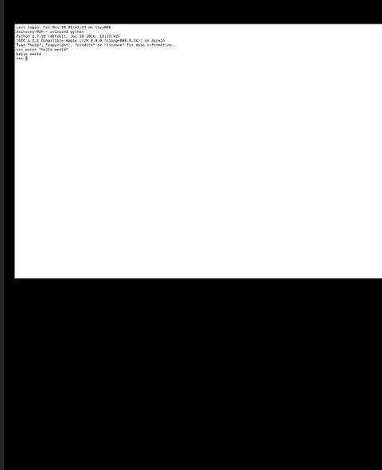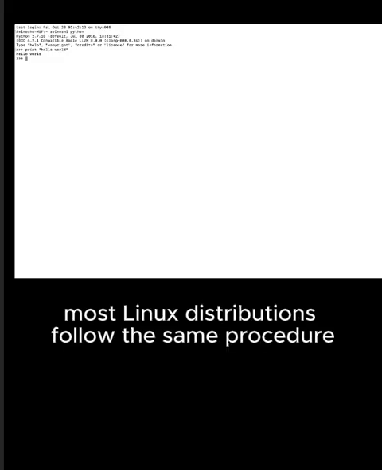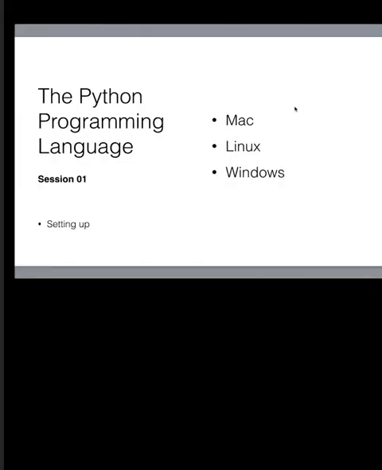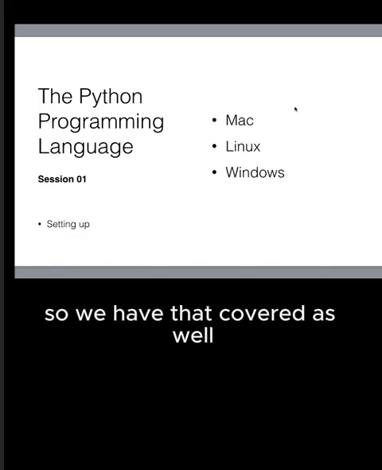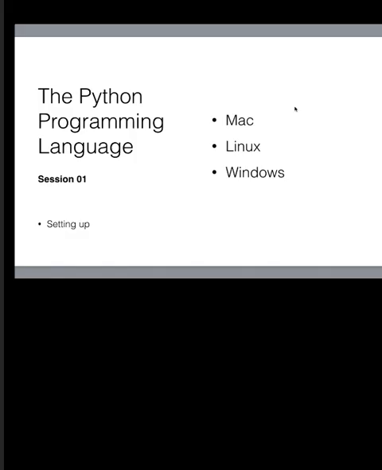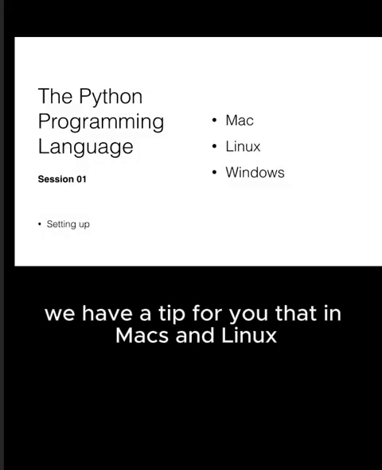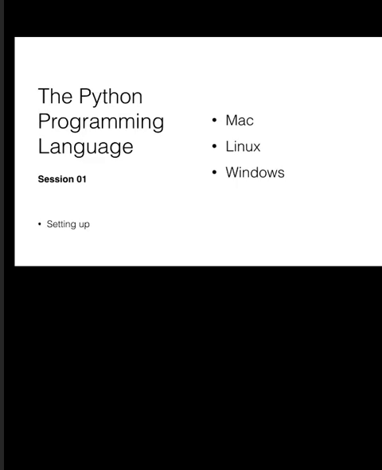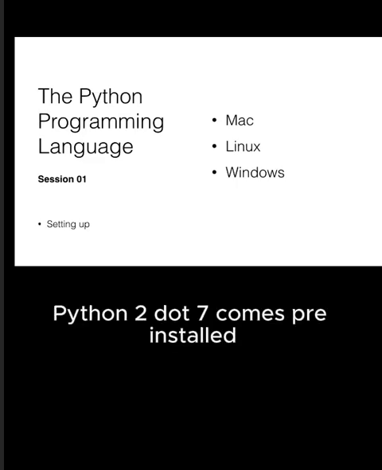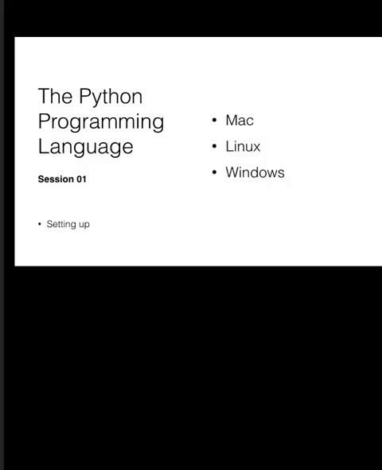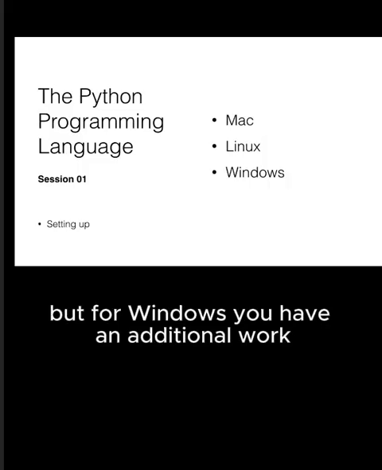Moving on. Most Linux distributions follow the same procedure, so we have that covered as well. In addition to that, we have a tip for you: in Macs and Linux, Python 2.7 comes pre-installed. But for Windows, you have additional work.